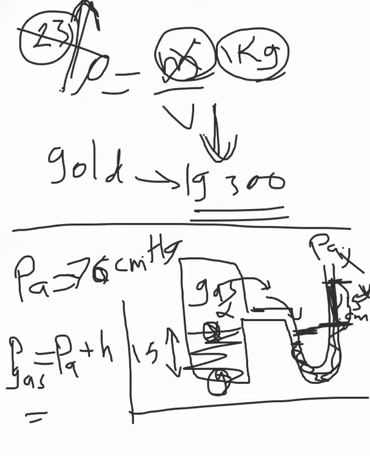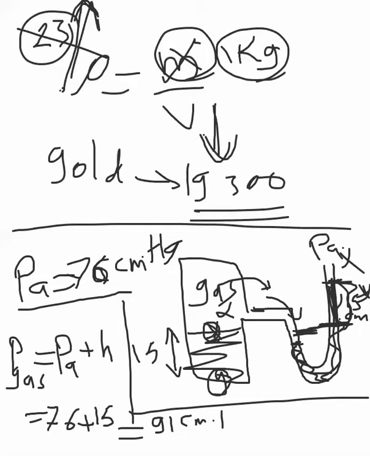I used h, not rho gh. Why? Because he gave me the atmospheric pressure in centimeter mercury. If he had given it in newton per meter square, we would have used rho gh to calculate the pressure. But here he gave it in centimeter mercury, so I will use centimeter mercury because the liquid inside is mercury. So the pressure of gas here will equal 76 plus 15, which equals 91 centimeter mercury.